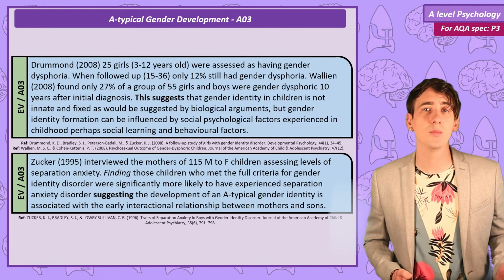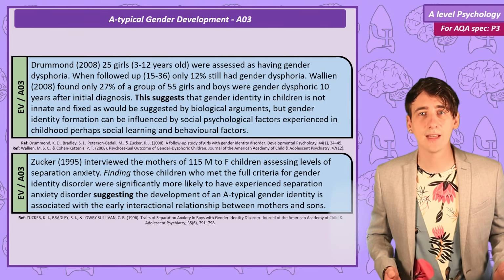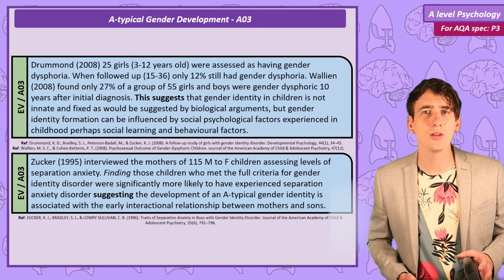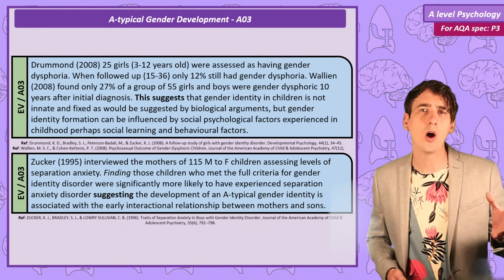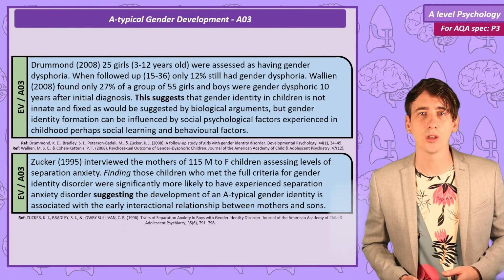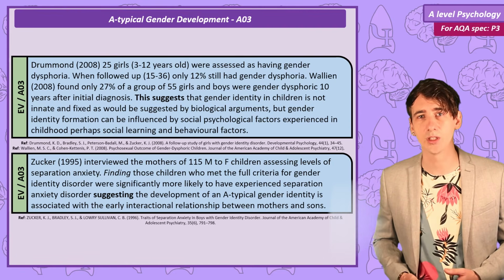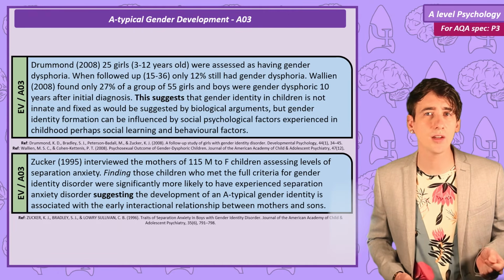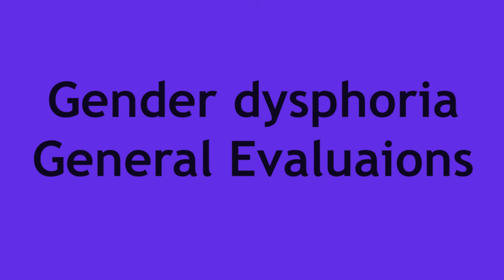Zucker conducted interviews with mothers of 115 male to female children. This interview assessed the level of separation anxiety the child had with their mother. Now, Zucker found that the children who met the full criteria for gender identity disorder, which is the old diagnosis before gender dysphoria, were significantly more likely to have also had separation anxiety disorder. Now, this suggests that there might be a link to how the mothers have interacted with their children and the children developing gender dysphoria. General evaluations, gender dysphoria.